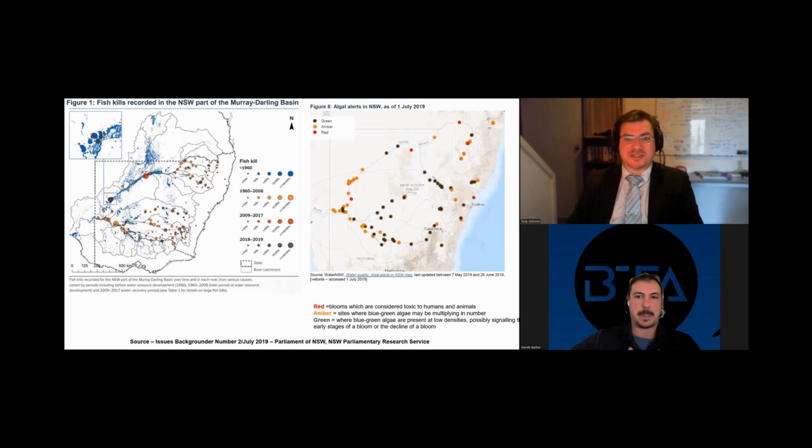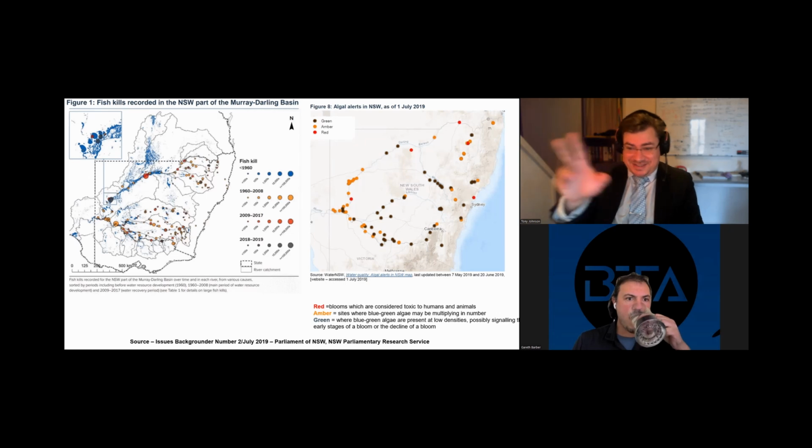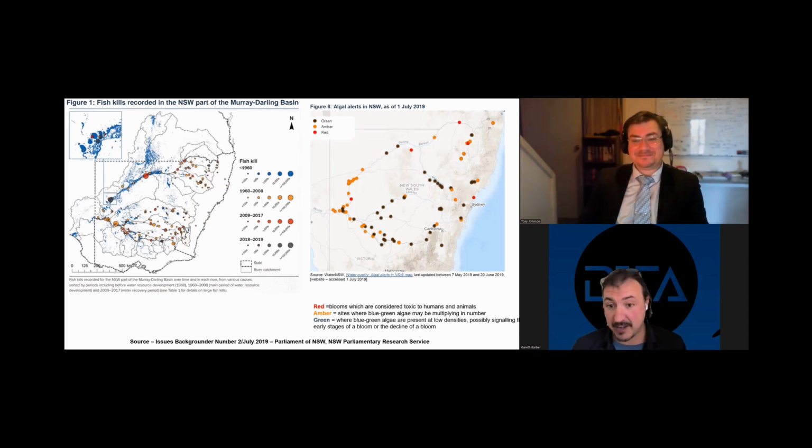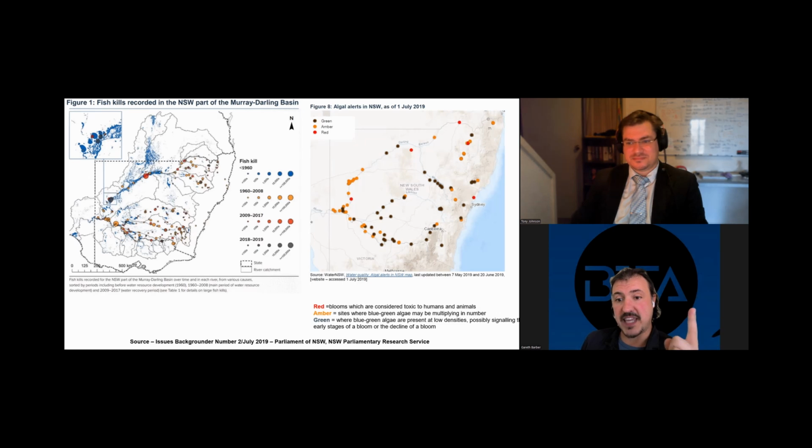So, roughly 6 weeks? Roughly. And what we need to realize here is that the fish kills are the symptom of the absolute last thing that will happen before catastrophic failure.